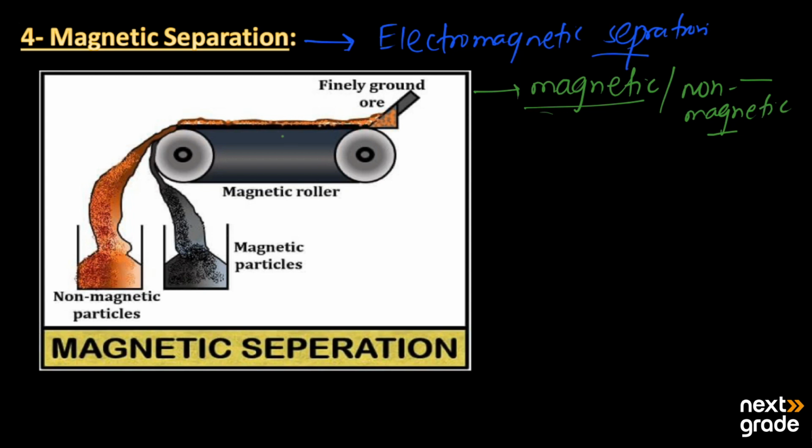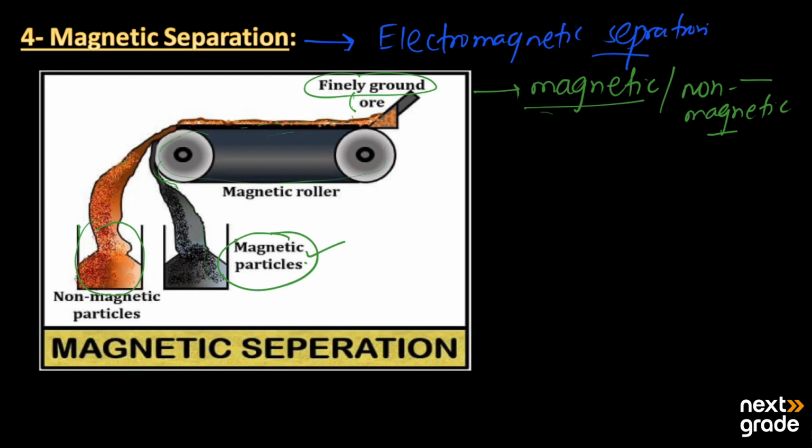When we have this magnetic roller, the finely ground ore, obtained after crushing and grinding, is put over that roller. Now we can see that the non-magnetic ore particles fall off there, while the magnetic roller keeps the magnetic particles along with it and they fall elsewhere. In this way, the magnetic roller separates the magnetic and non-magnetic particles into separate beakers, and this is also a physical method for the concentration of the ore.